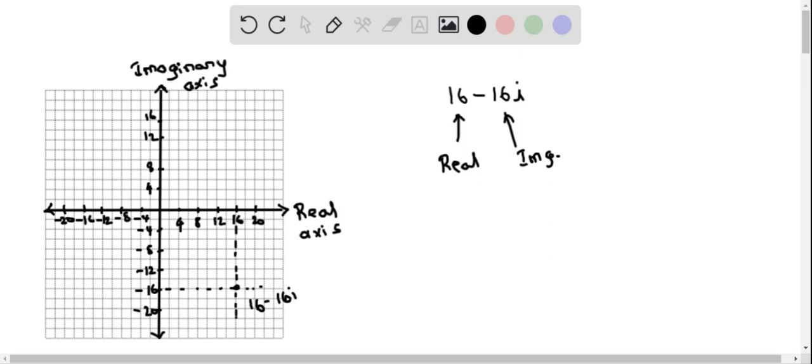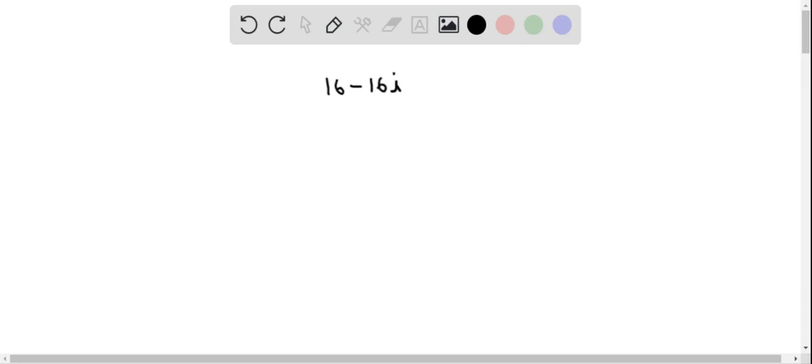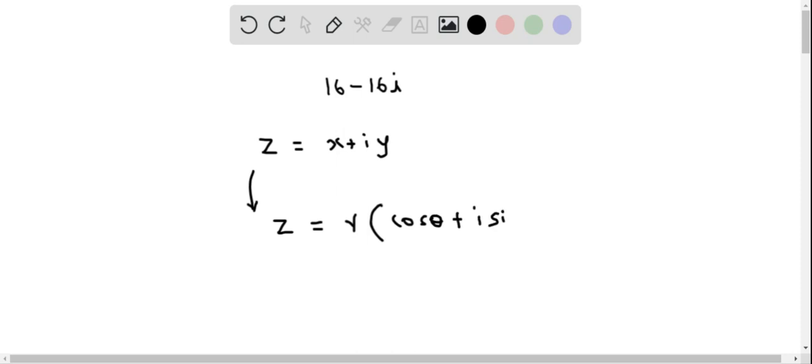Okay, so now let's rewrite the complex number in polar form. Remember that if z equals x plus iy, this is in rectangular form. The polar form of this complex number is written as z equals r times cos theta plus i sine theta. And this is the polar form of the above complex number.